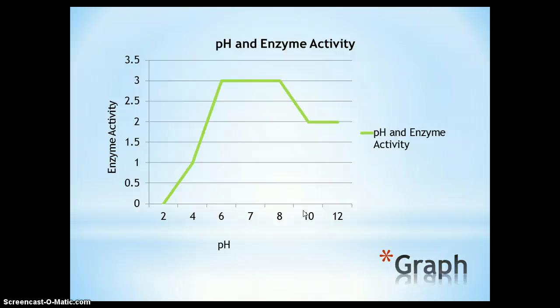According to our results, the optimal pH for enzymes would be between 6 and 8. Our original hypothesis said that at a pH of 7, enzyme activity would be the most optimal. Therefore, our hypothesis is correct. And also, as you can see, as the pH increases, so does enzyme activity. Then it reaches its optimal pH, and then it would start to decrease again.